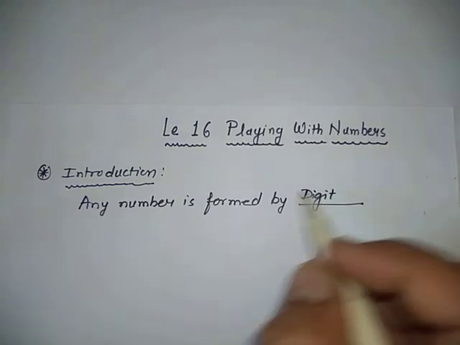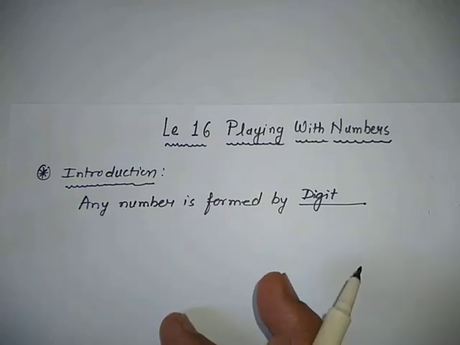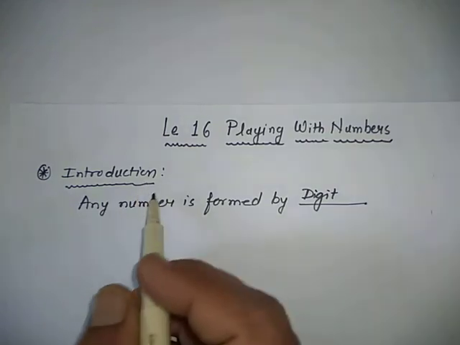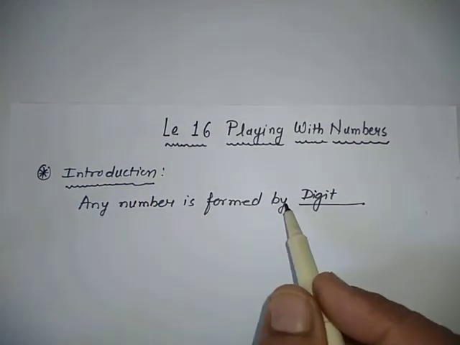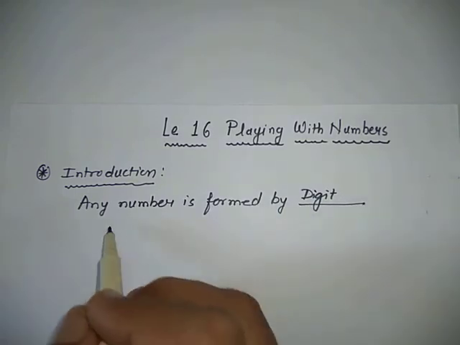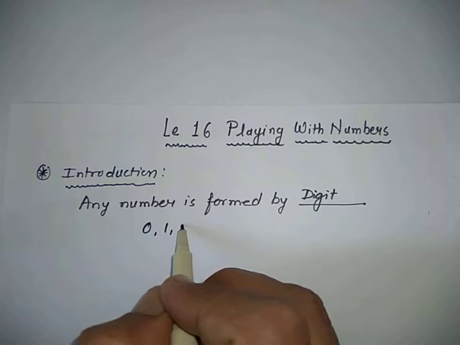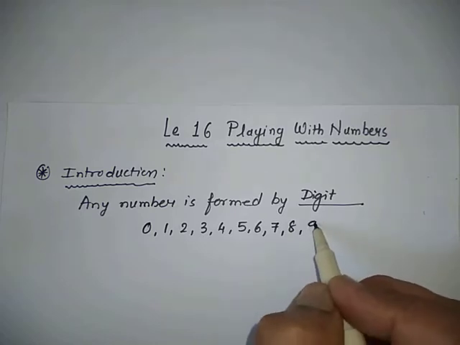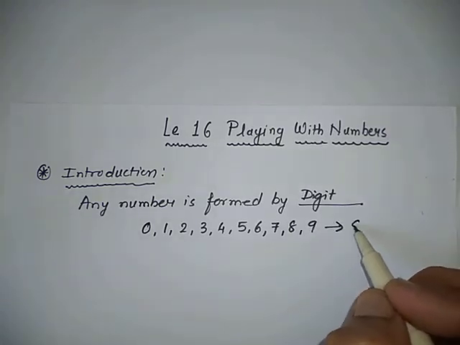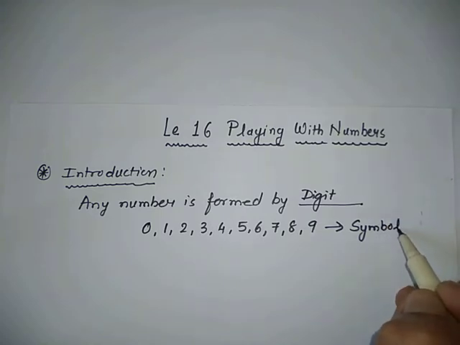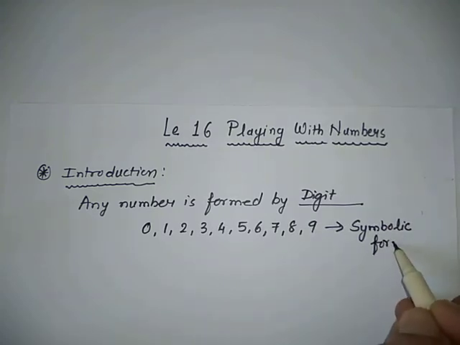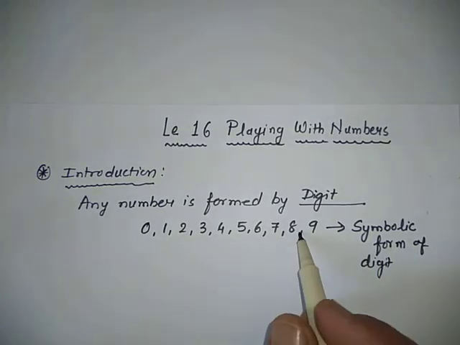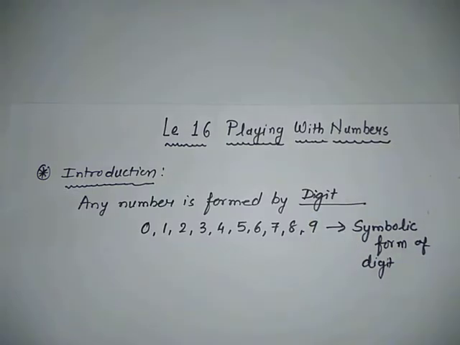So, as in the English language, any word is formed by different letters. Same way, any number is framed or formed by digits. Digits are 0, 1, 2, 3, 4, 5, 6, 7, 8, and 9. And these are known as symbols or symbolic form of digits. And using this symbolic form, we can frame a number.